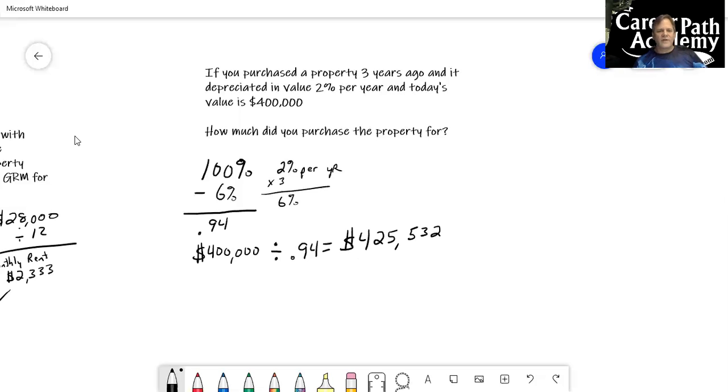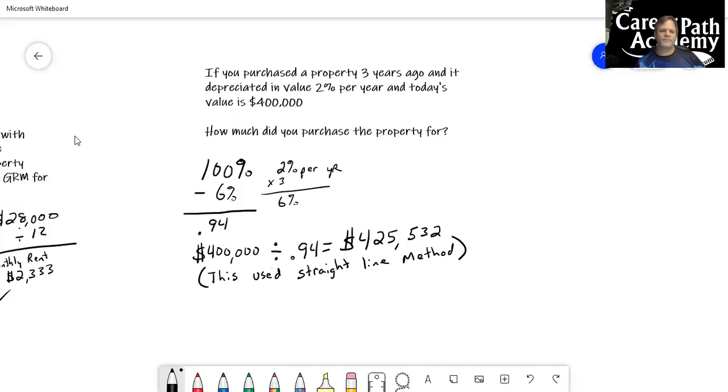Now, this is using the straight line method. This used what we call the straight line method.